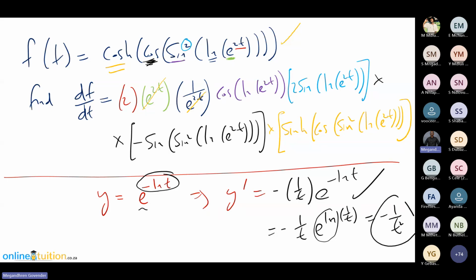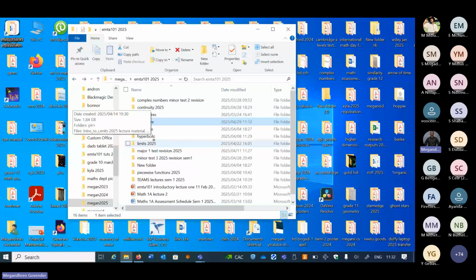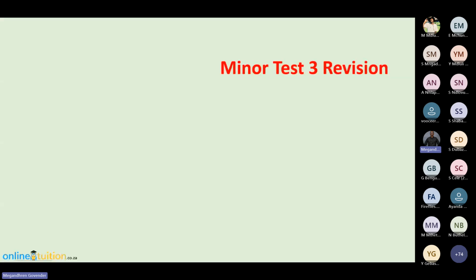Would that be a good idea if I share these questions with you? I think this will be very useful for Friday's test. They're taken from past exam papers. So it's minor test 3 revision. I pulled these up from the archive, some old questions. You don't have to take it down. I'm going to go through each slide so that it gets recorded, and then upload the recording, then you work through it.